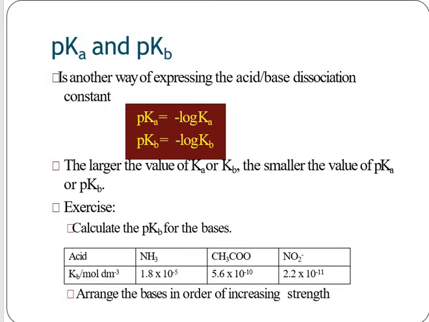So pKa and pKb are another way of expressing the acid and base dissociation constants. pKa means negative logarithm to the base 10 of Ka, and pKb means negative logarithm to the base 10 of Kb. The larger value of Ka or Kb and the smaller value of pKa or pKb indicates acidic and basic strength. And this is the exercise. You can solve this exercise and calculate the pKb for bases.